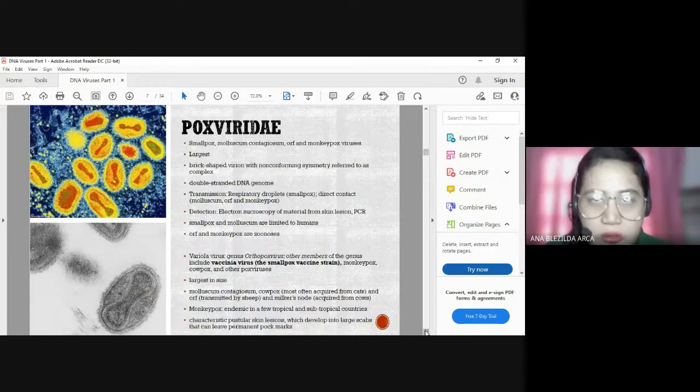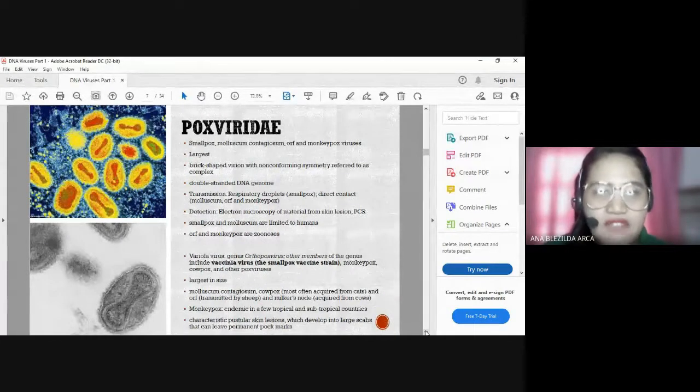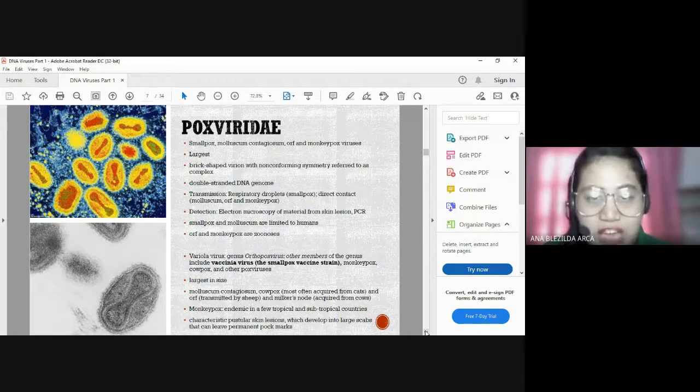Okay, so let's go to the Poxviridae. These are the big viruses. Among the DNA viruses, they are the largest. Remember, they are the largest among the DNA viruses. And they have a characteristic shape. They are known to be brick shape in appearance. So that is their distinguishing characteristic, brick shape in appearance.